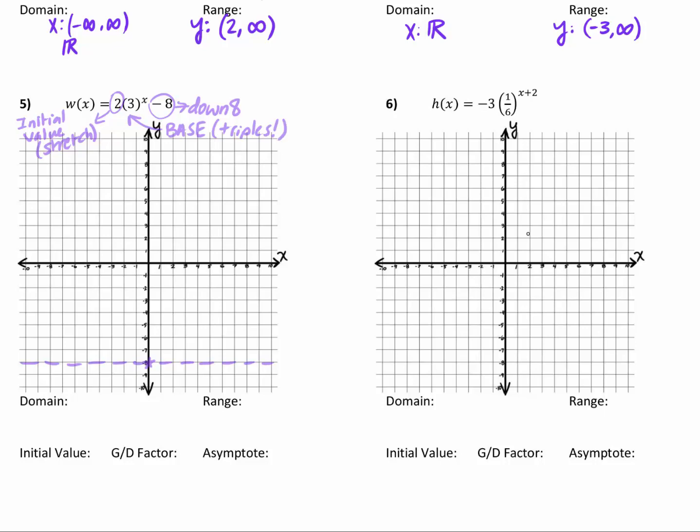Everything triples. So from this start, if I need to count to my first point, it's going to be this initial value of 2. The reason is if you put 0 in for its x value, 3 to the 0 is 1. So 2 times 1 gives you 2, and then 2 minus 8 puts you up at -6. And so you can calculate all of these point locations for its x and y values, or you can talk about patterns and how far away from the asymptote you are. Those two things are like heads and tails of the same coin.